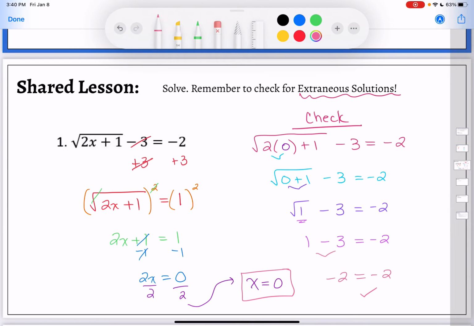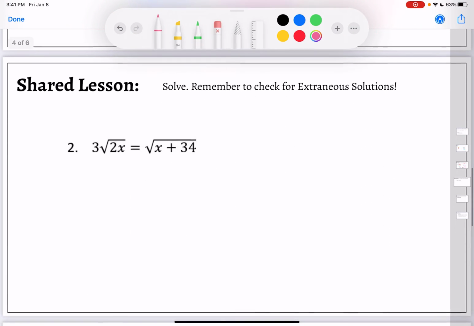So don't freak out when you get 0. It's okay. Check it just like you check anything else. Maybe it won't work, but 0 is a number, so it's a possibility that it could. Okay, that was a good review from the last lesson. Let's check this one out now.